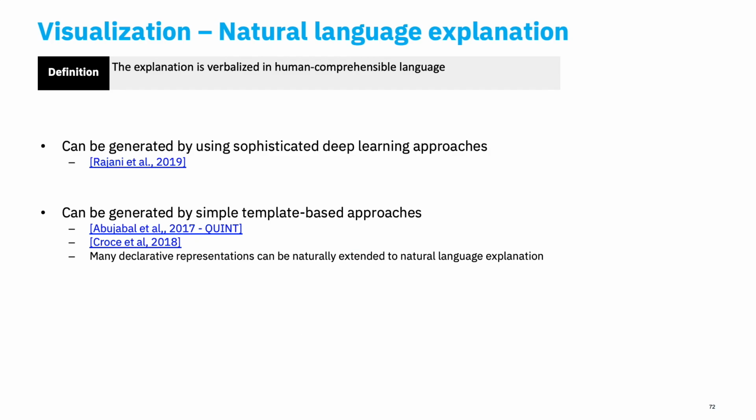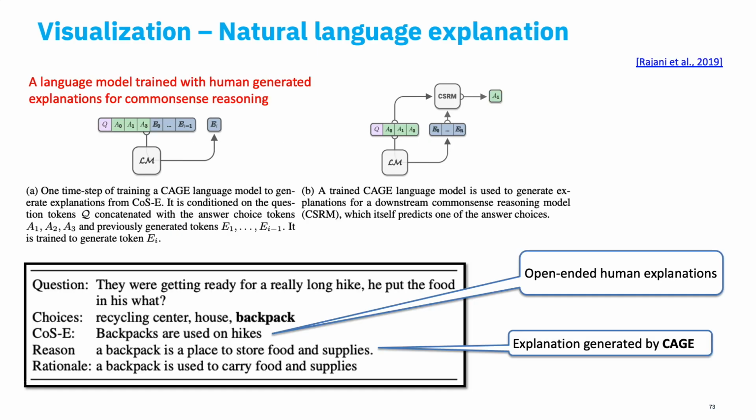The next visualization technique is natural language explanation, which by its name means that explanations are verbalized in human comprehensible language. We found a few works that adopted this visualization technique, and they can be categorized into two main types. The first type is using deep generative approaches to generate natural language explanations, and the second type is to use a template-based approach. The first example we show here is the one done by Rajani et al., where they try to explain common sense question answering problems.